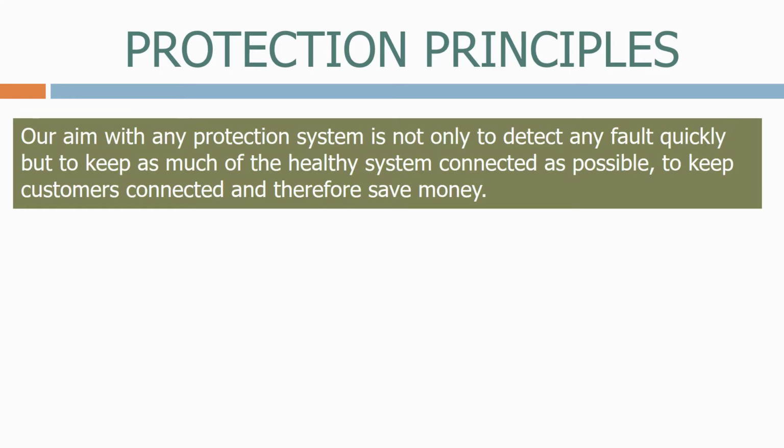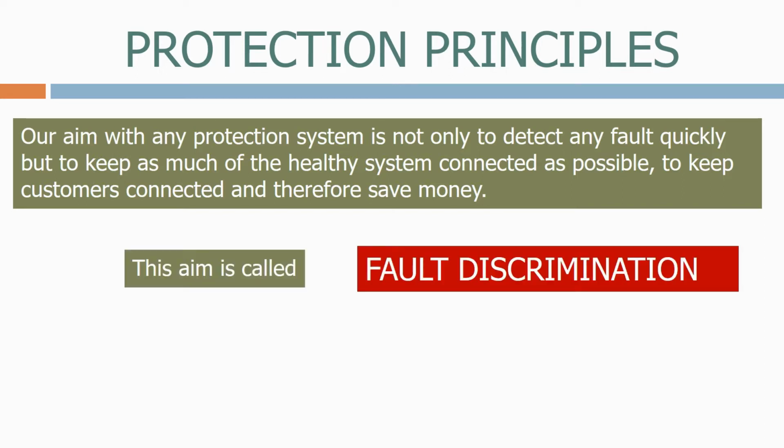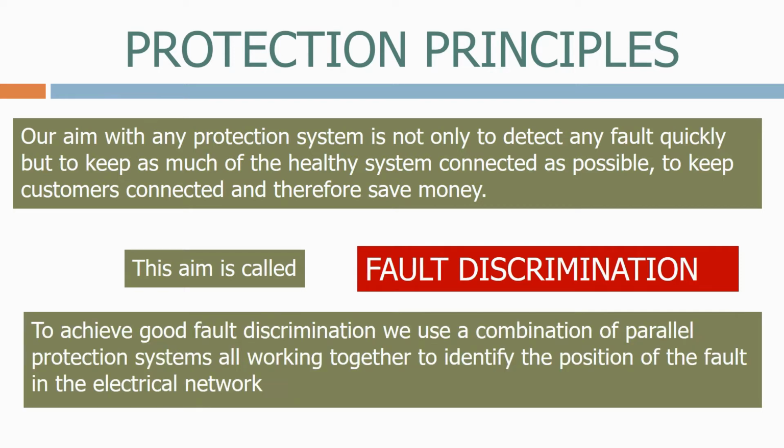Our aim with any protection system is not only to detect any fault quickly, but to keep as much of the healthy system connected as possible, to keep customers connected and therefore save money. This aim is called fault discrimination. To achieve good fault discrimination, we use a combination of parallel protection systems, all working together, to identify the position of the fault in the electrical network.